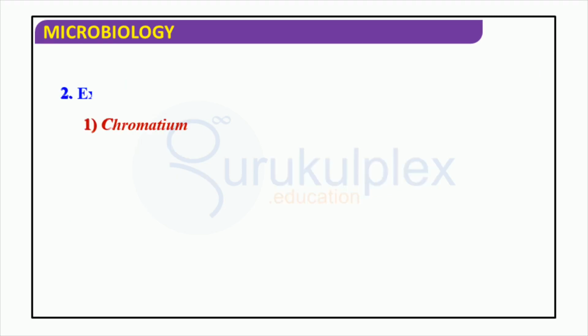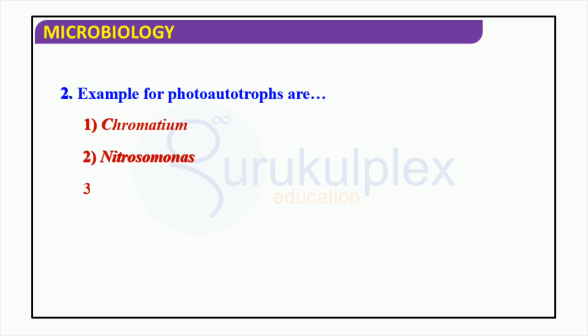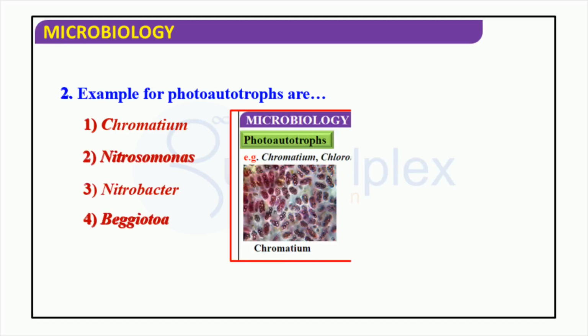Bacteria are an essential part of numerous ecosystems, with some of them belonging to the photoautotroph category. These bacteria use light energy to manufacture food from basic inorganic elements. Notable examples include Chromatium, Nitrosomonas, Nitrobacter, and others.